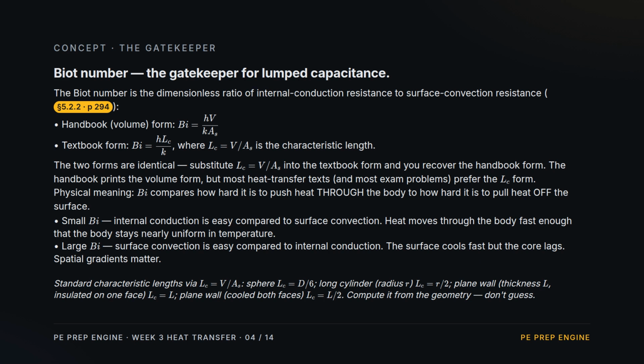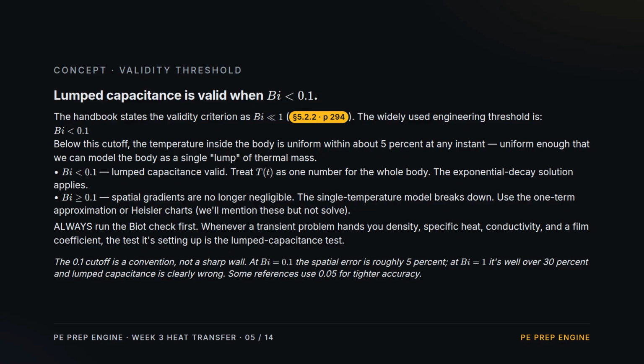Small Bi, conduction is easy. The body stays nearly uniform. Large Bi, the surface cools fast, but the core lags. Lumped capacitance is valid when Bi is much less than 1. Engineering threshold, 0.1. Below that, the body is uniform within about 5% at any instant. Enough to model as a single lump of thermal mass.